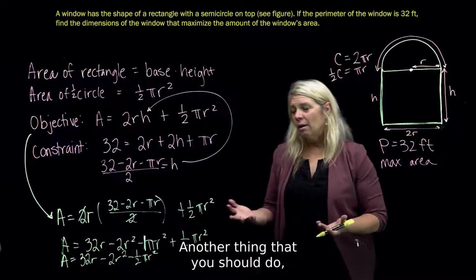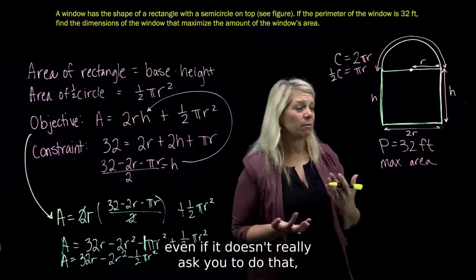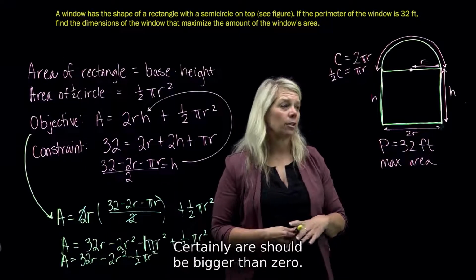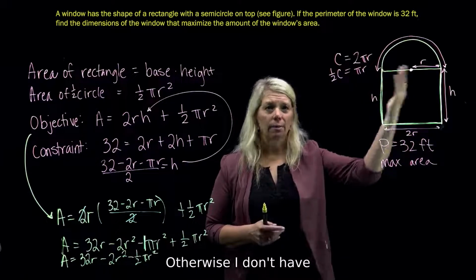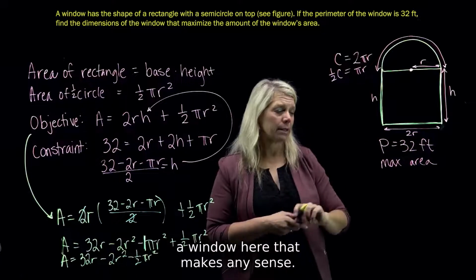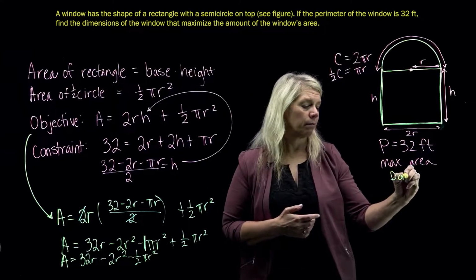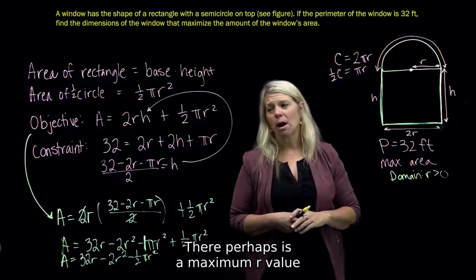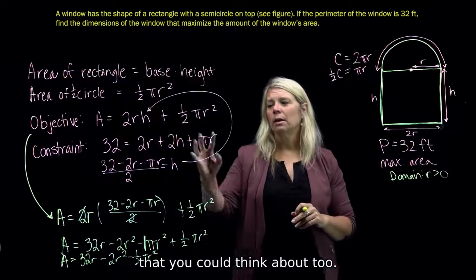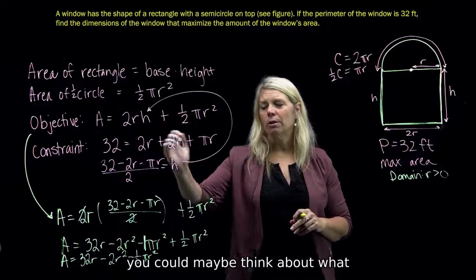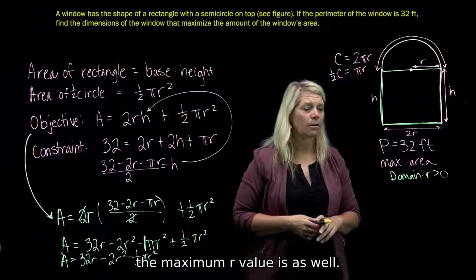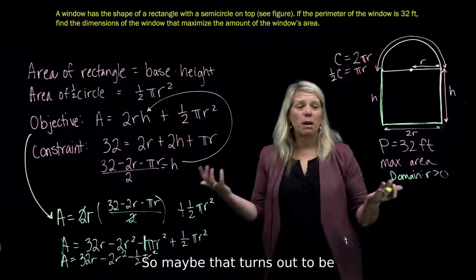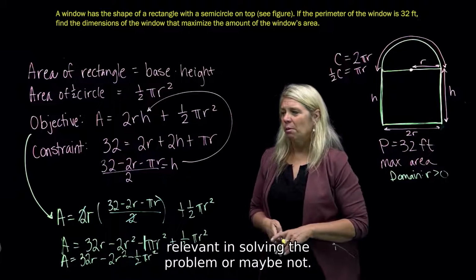All right, so at that point I have my objective function just in terms of one variable. Another thing that you should do, even if it doesn't really ask you to do that, is to think about the feasible domain of that function. Certainly r should be bigger than 0. Otherwise I don't have a window here that makes any sense. There perhaps is a maximum r value that you could think about too. If h is 0, you could maybe think about what the maximum r value is as well, but for sure r should be greater than 0. So maybe that turns out to be relevant in solving the problem, or maybe not.